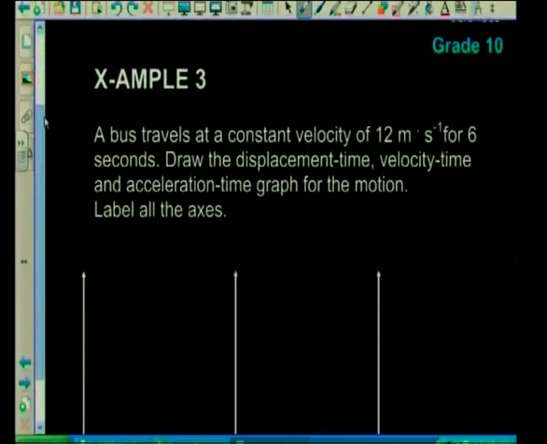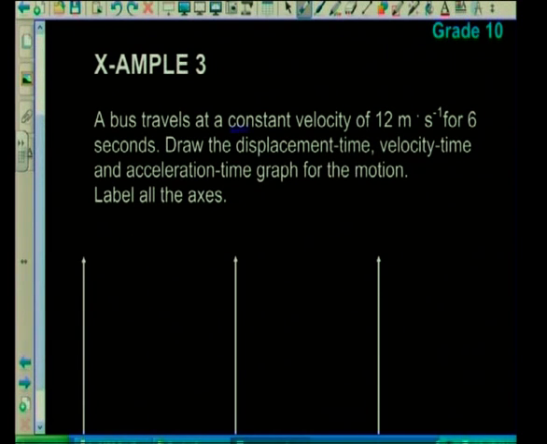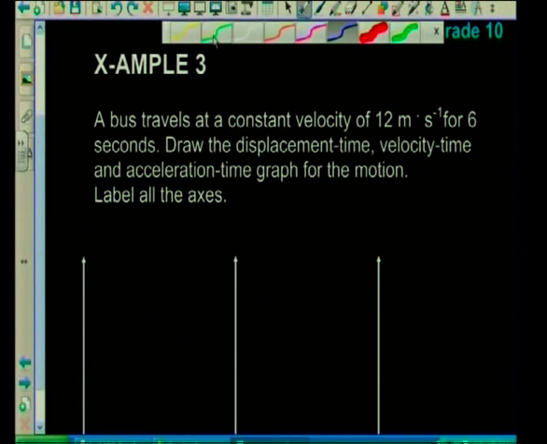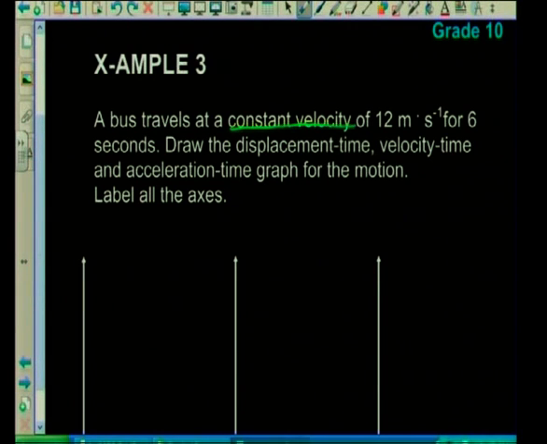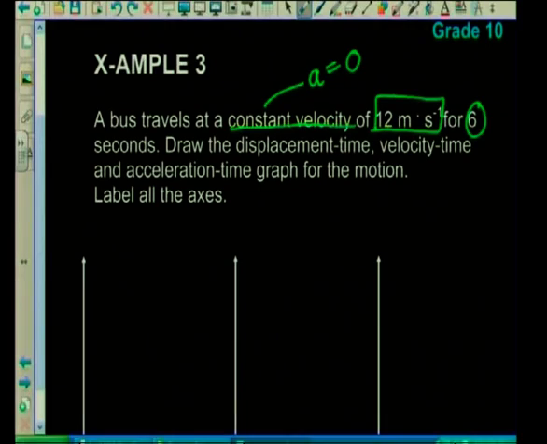Let's do a question, because the best way to work through these is with a question. First one, a bus travels at a constant velocity of 12 for 6 seconds. Constant velocity means acceleration is 0. He doesn't change direction. He doesn't go backwards. This is great. We're going to draw 3 graphs. Displacement time, velocity time, acceleration graph.